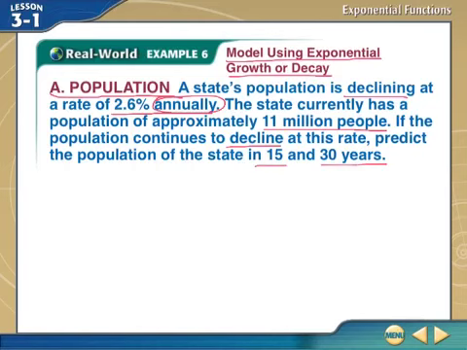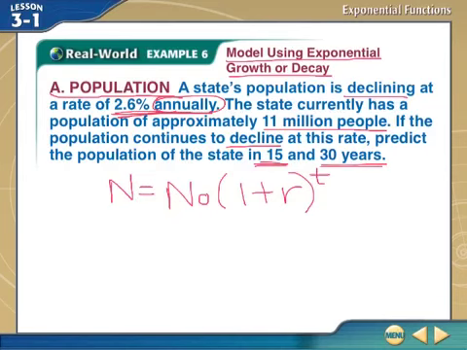Okay, our rate of decline here is not continuous. It's annually, so we're going to use the first formula that we discussed on the last slide, where we have n equals initial amount times 1 plus our rate, raised to the power of t. Now, here's what happens. We're going to have two different problems here that we're going to solve. We're going to find the amount n, population, after 15 years and after 30 years, if our population is declining or decreasing at a rate of 2.6% annually.